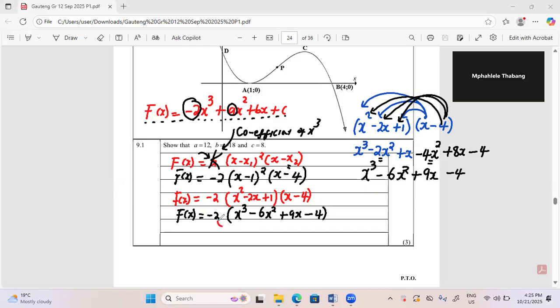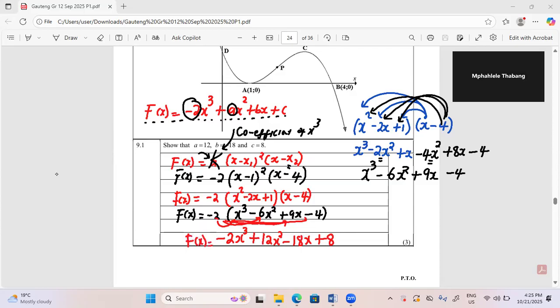You multiply everything by negative 2. Negative 2 times x cubed is negative 2x cubed. Negative 2 times negative 6x squared is positive 12x squared. Negative 2 times positive 9x is negative 18x. Negative 2 times negative 4 is positive 8. This is your f of x.